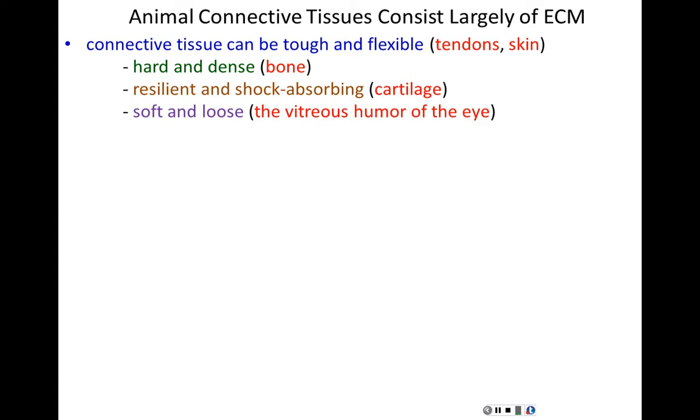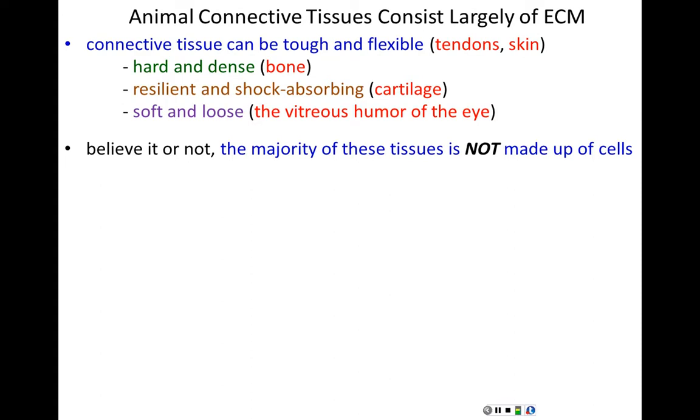And so much so that connective tissue can even be very, very loose, fluid-like, and viscous. Believe it or not, the vitreous humor of the eye, the fluid in the eyeball, is connective tissue. It's actually a very unique form of connective tissue, but it's connective tissue. So all of these tissue types, each of these structures that we just referred to, the primary component of them is not cells. The primary component of them is ECM. They are more ECM than they are anything else.